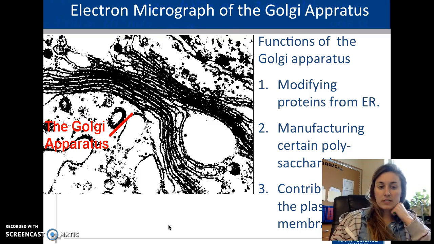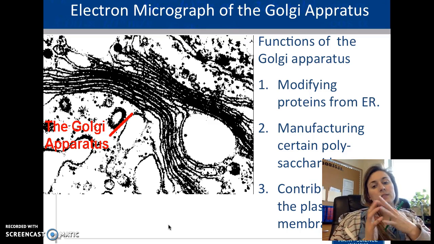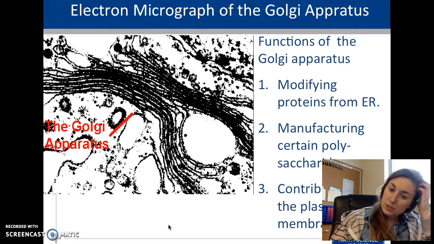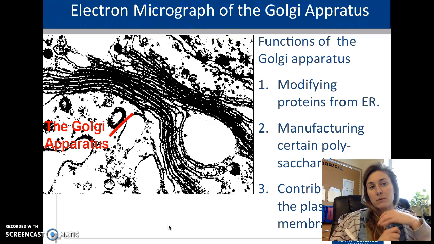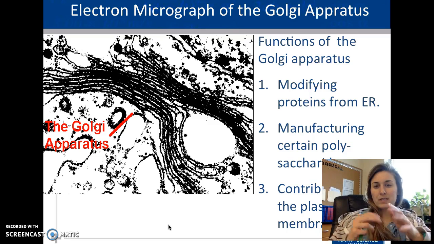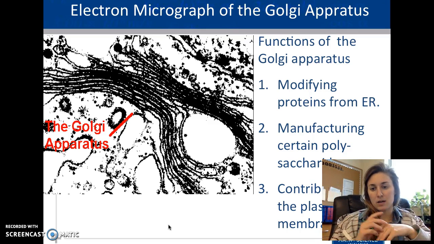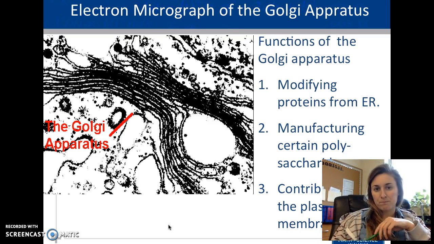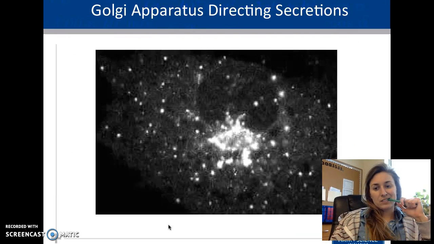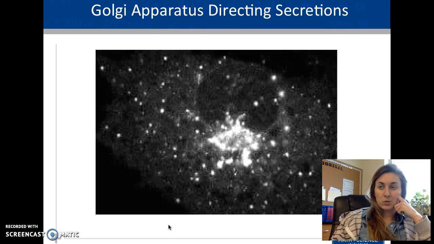Functions, a little bit of an extension: modifying proteins, manufacturing polysaccharides, hopefully remember making sugars, and contributing to the plasma membrane. So if the plasma membrane breaks or is weak, the very malleable part of the Golgi apparatus can basically patch up and become a new part of the plasma membrane. Again, it directs secretions to where they need to go.